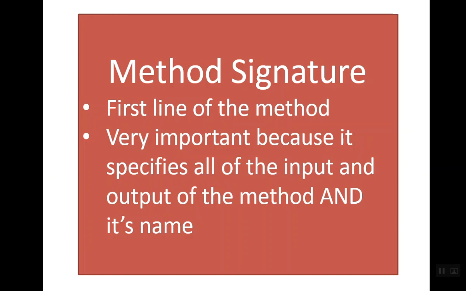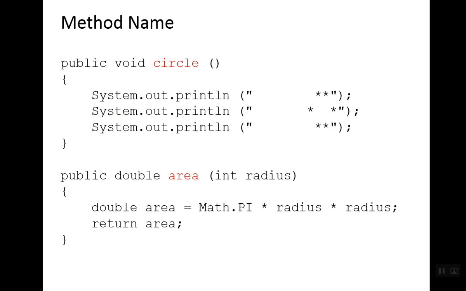So our first big term is method signature, and the method signature is the very first line of the method, and it's a big deal because it defines everything critical. It defines the input, the output, the parameters, the method name, and it lays everything out in one convenient location. It's very critical that you learn to read that line and interpret it very quickly.